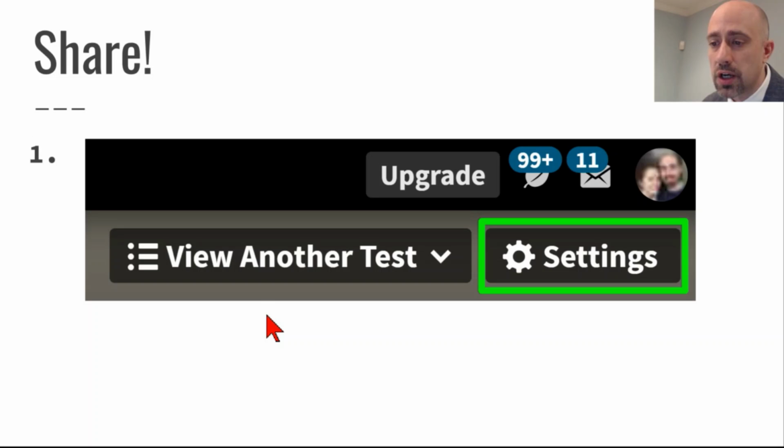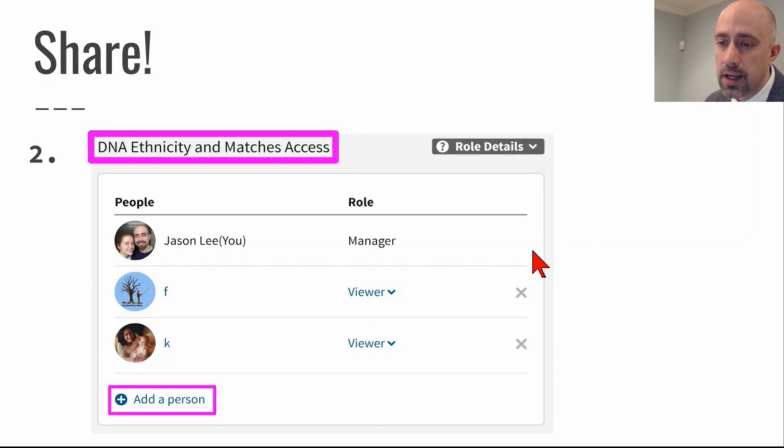So I want to talk to you about how you share with your close and distant cousins, because this is a very powerful but underappreciated way of getting more DNA circles and getting access to circles that would otherwise be impossible for you. When you are on your main AncestryDNA page, you click on the settings button. Clicking on that will take you to a page where you can scroll down to where you see the words DNA ethnicity and matches access. If you click on this area that says add a person, then you can add your distant cousins, you can add your close cousins, you can add anybody you choose, and if that person reciprocates, you get access to their matches and their DNA circles.